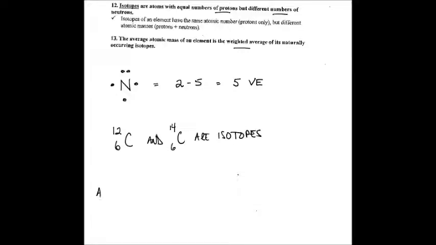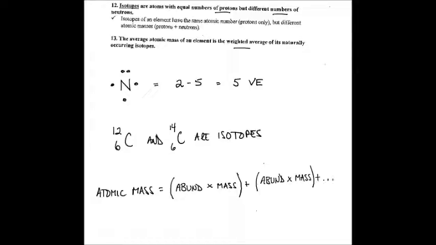And atomic mass is calculated by taking the percent abundance and changing it to a decimal, multiplying by the mass of the isotope, plus the percent abundance of a second isotope, written as a decimal, times its mass, plus, and then we have to do it for however many isotopes there are.